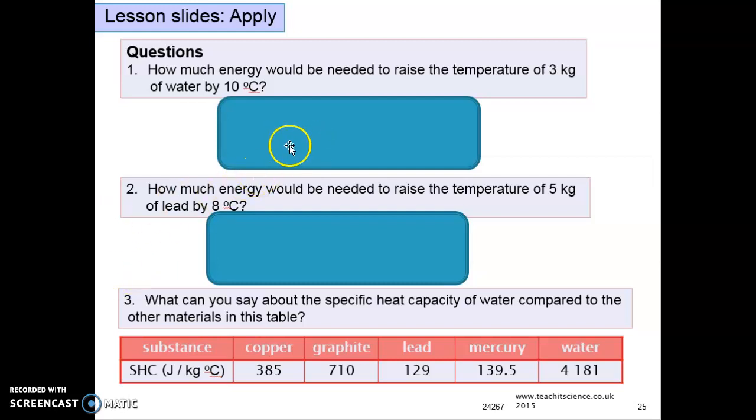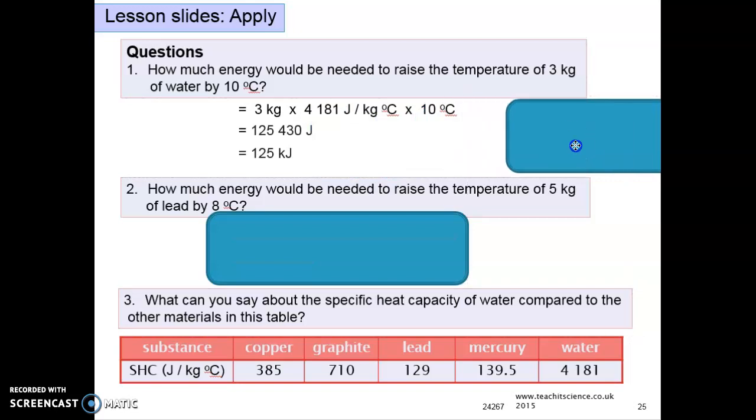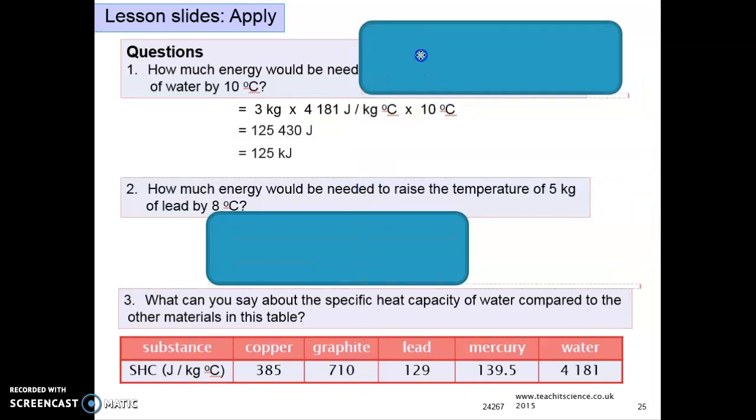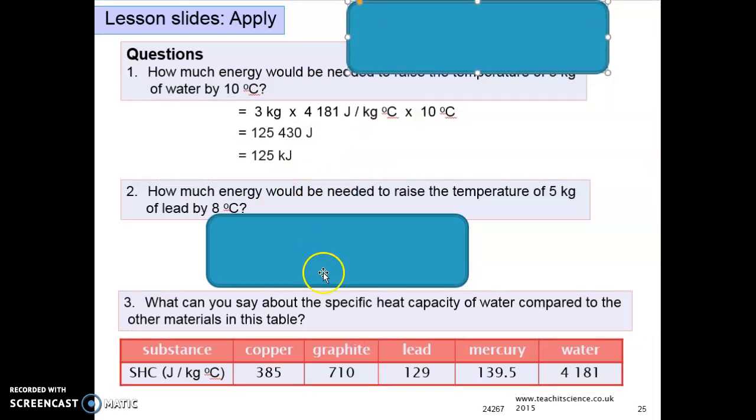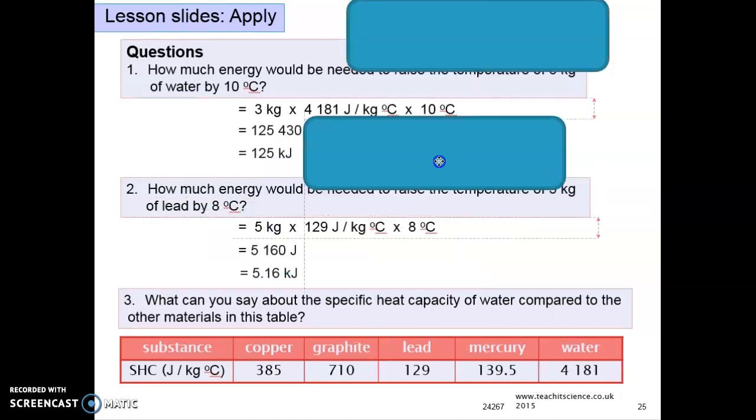All right then, question number 1. Substituting in the numbers you know. Up there. Okay. No reason you have to turn it into kilojoules. I wouldn't. I'd be totally happy if you left it there, 125,430 joules. I wouldn't convert if you don't have to.